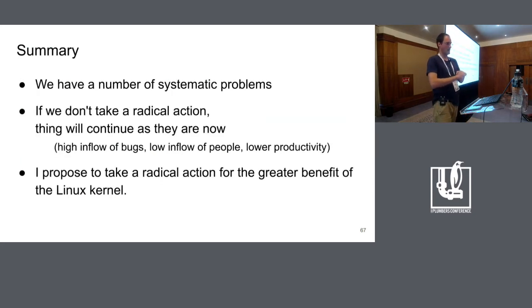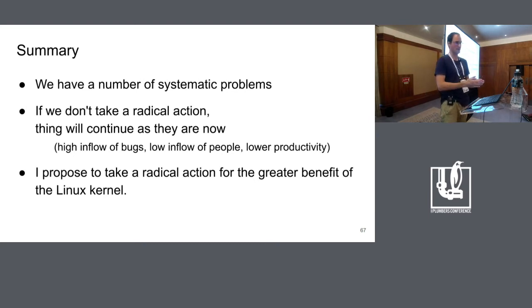So, summary, we have a number of systematic problems. And, well, if we don't take any action, the current development process will continue to work as it is now, like nothing breaks. So developers may have lower productivity than they could have, and we will have tens of thousands of bugs per release. Security will stay low, and inflow of people will be lower. And fixing the testing, I think, will take significant time and significant amount of effort.